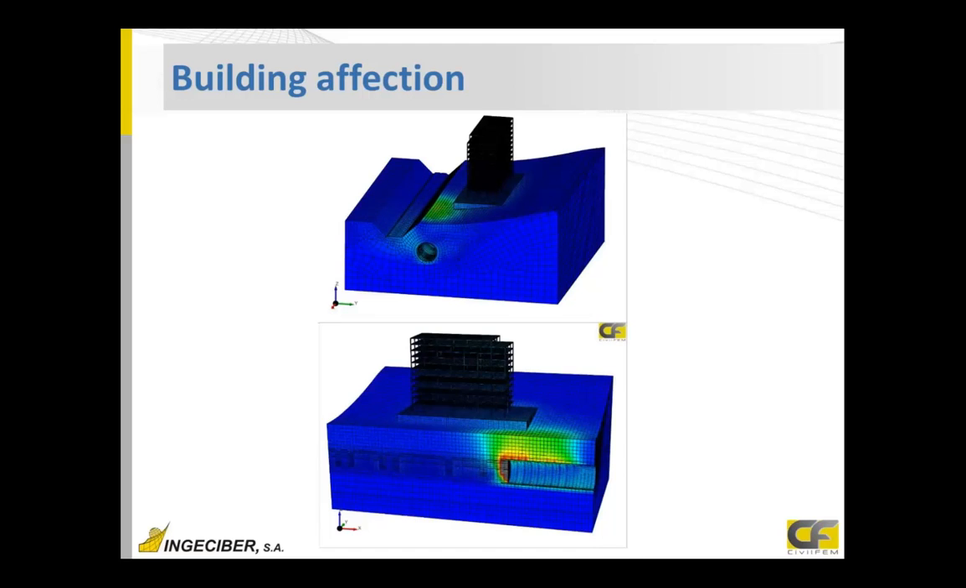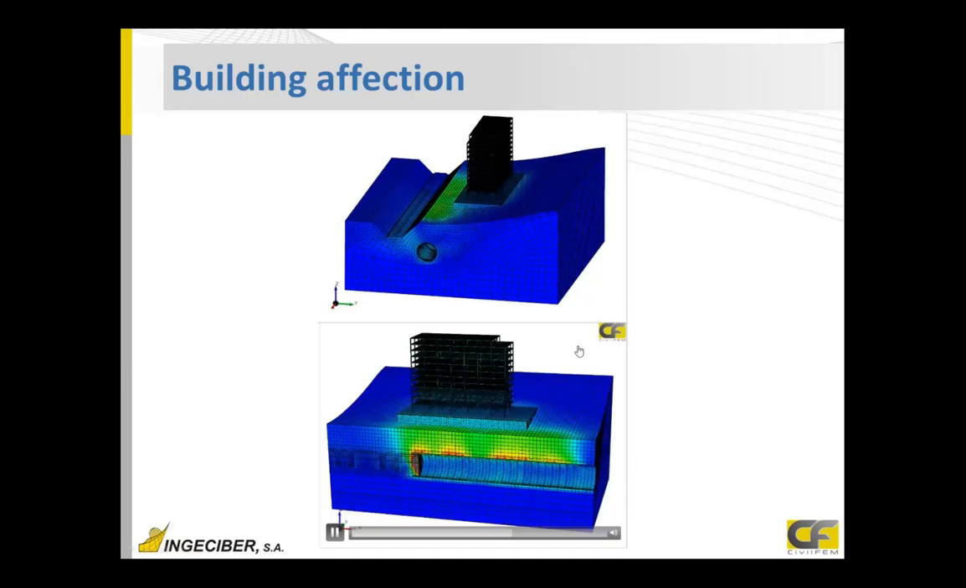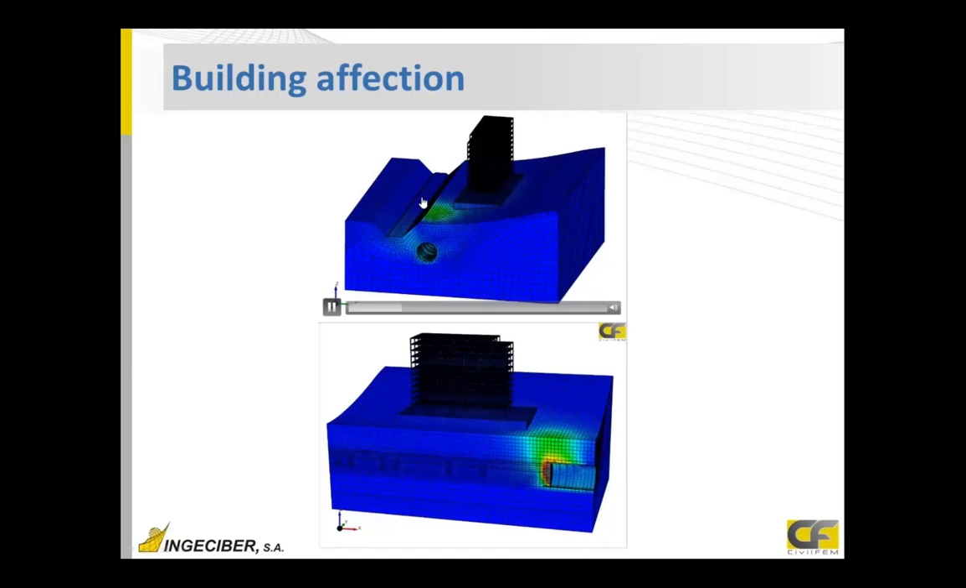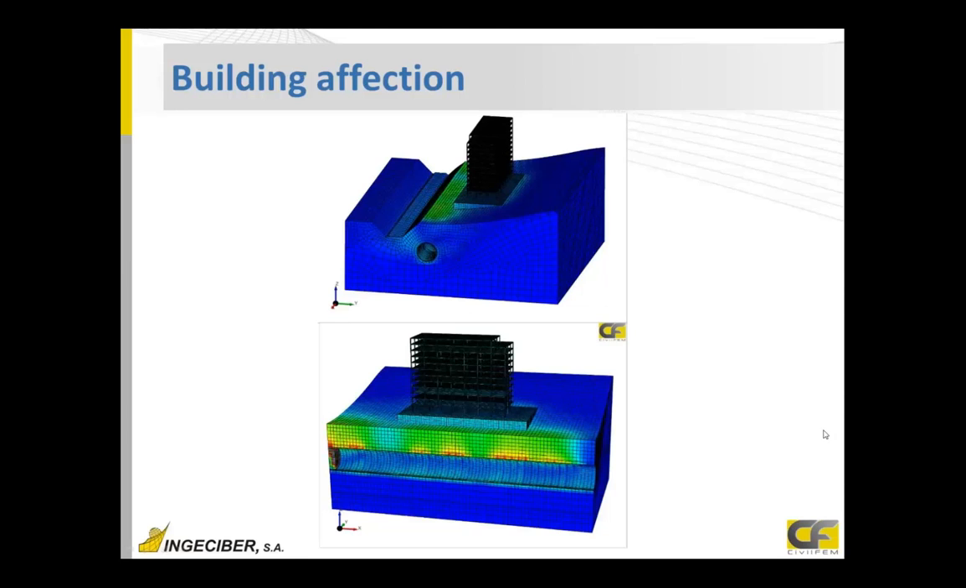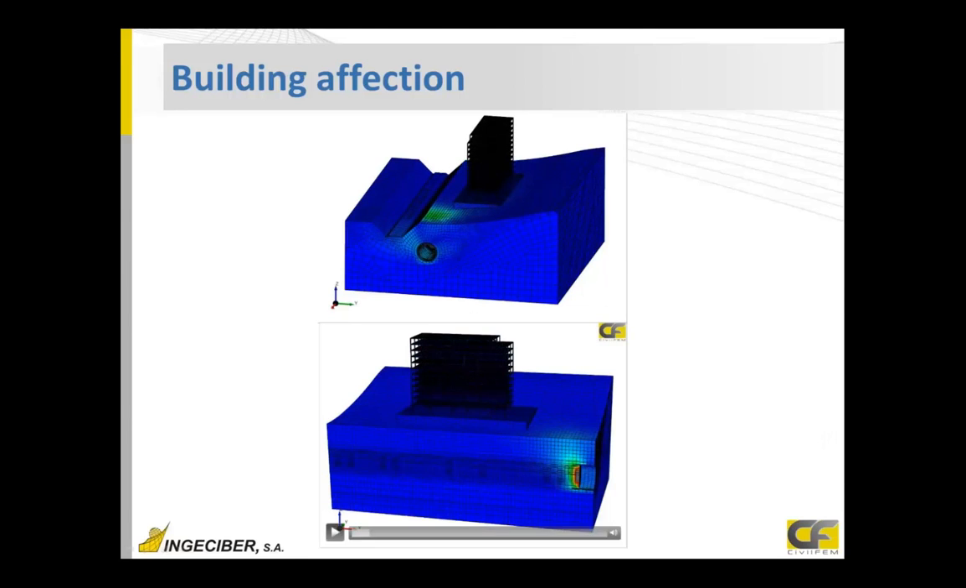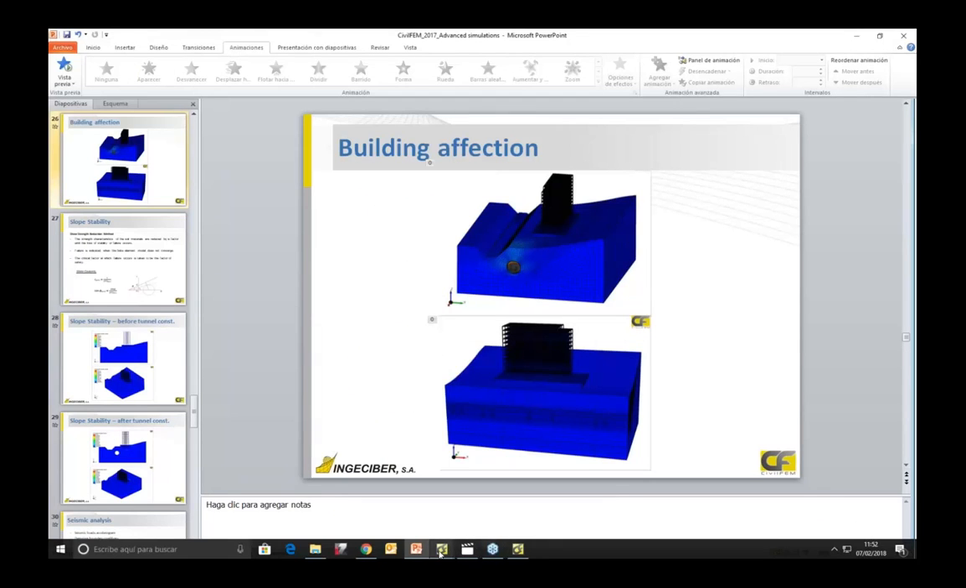Well, here you can see the construction process in the model, and we are plotting vertical displacements in both. So you can see that the vertical displacements are affecting all this area. This is a 2D cut in the model, just to be able to see it here. And you can see the effect on top of the building. So we can see this model, and we can see different results.